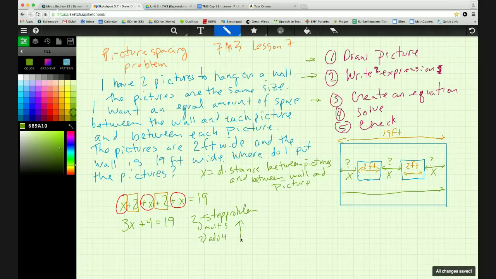And we undo in the opposite order. So we undo adding 4 by subtracting 4. And then the second thing we do is divide by 3, which undoes multiplying by 3. So we're going to look at our list of things to do. We're going to subtract 4.